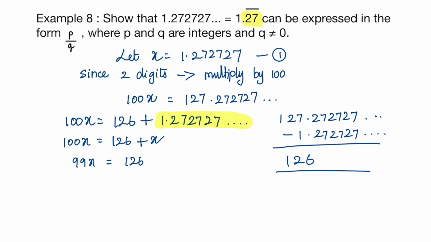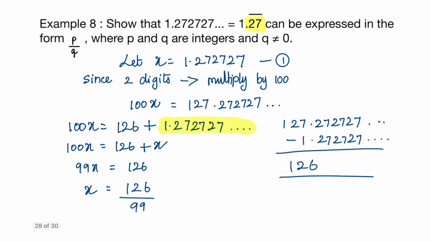So, 99x is equal to 126, and that tells you x is equal to 126 by 99. This is clearly of the form P by Q, where this is your P, this is your Q, and Q is not equal to 0, and hence you have solved this question.